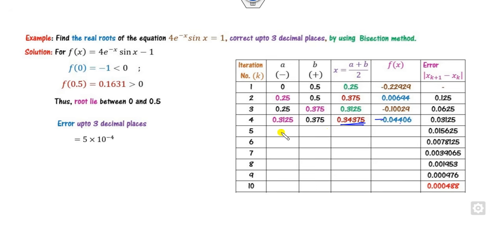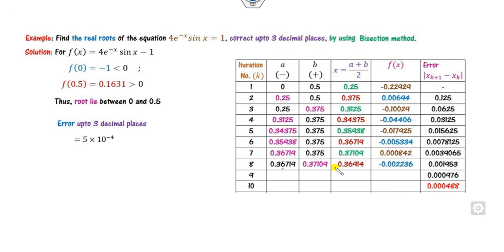Again, this is a negative number. We can replace this number here and keep this number as such. This is a negative number. We can replace this number and preserve this number as such. We can find here. Again, this is a negative number. We can preserve this. This is a positive number. We can replace this number on the positive side, and we can keep this number as such. So we can see again this is a negative number, and the last step is over. So this is the required answer up to 3 decimal places.